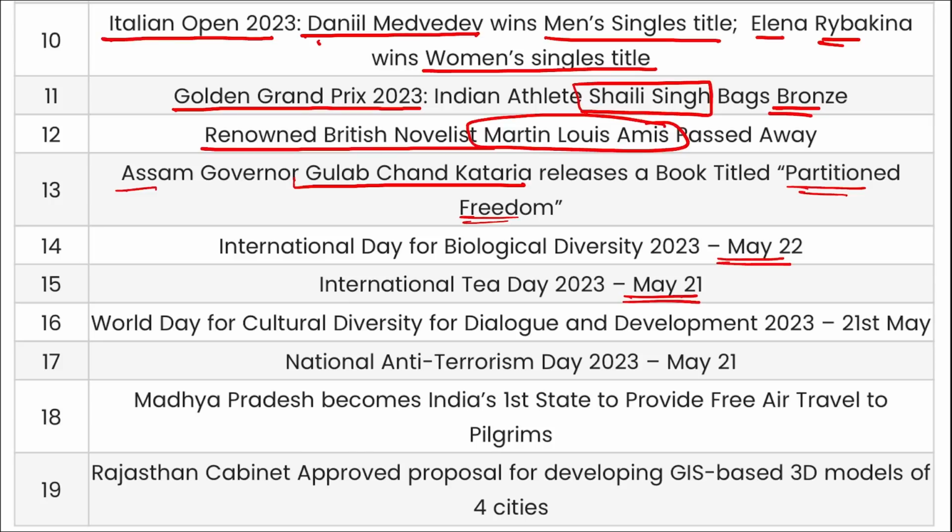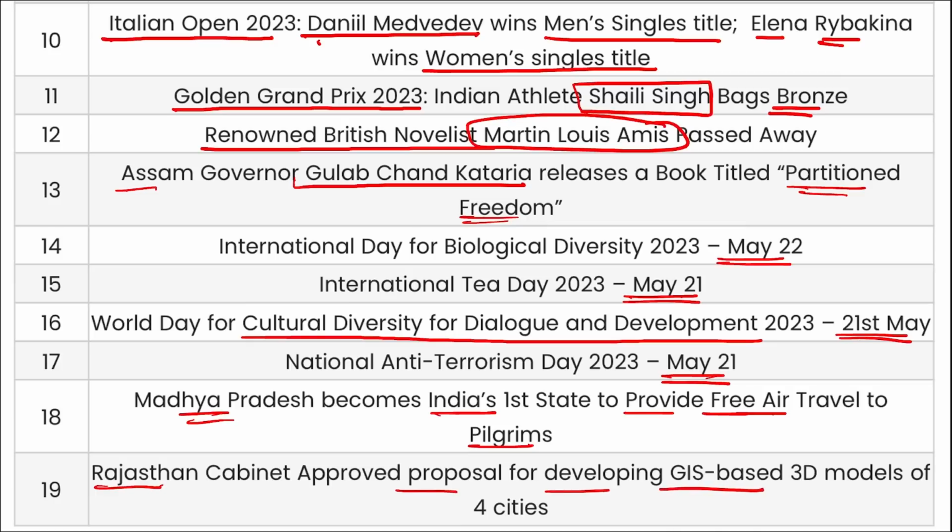International Tea Day on 21st of May. World Day for Cultural Diversity for Dialogue and Development on 21st of May. National Anti-Terrorism Day is also 21st of May. Madhya Pradesh became the first state to provide free air travel to pilgrims. And remember, Rajasthan cabinet approved a proposal for developing GIS based 3D models of 4 cities.